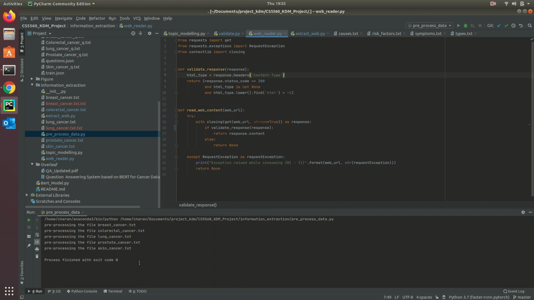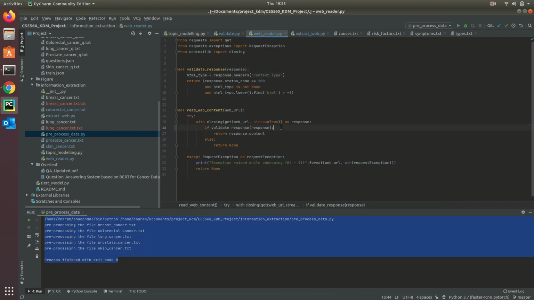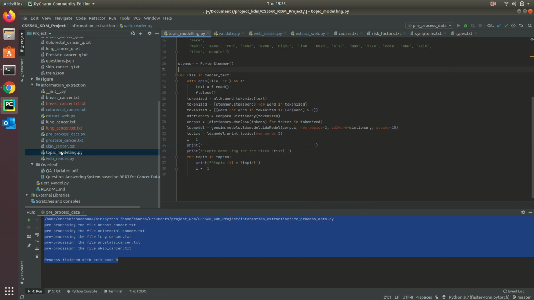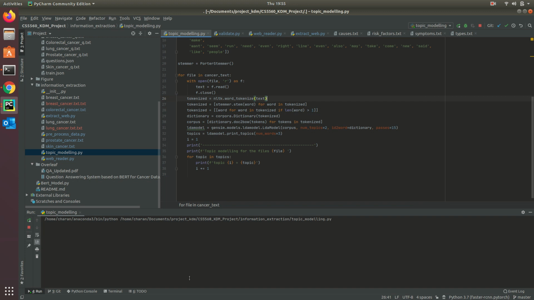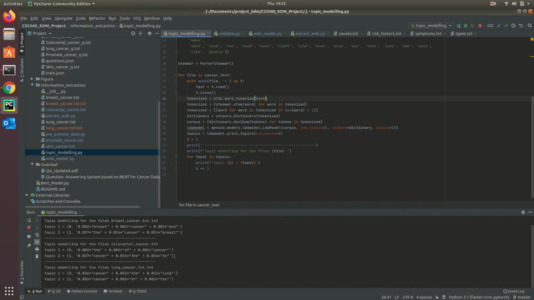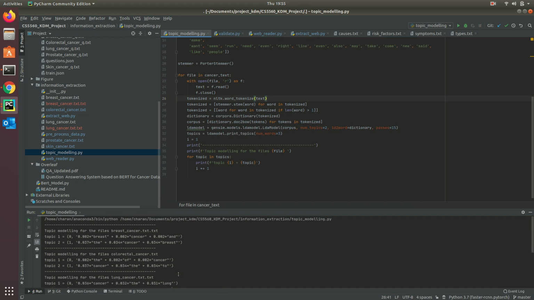Given that the data is now pre-processed, we would use it to understand what different types of topics we are dealing with in the data that we have extracted. We would want to see how topic modeling would work on the different types of topics we have chosen. So the next step would be understanding the topic modeling for these steps. Here are the topics extracted for different types of cancer text.